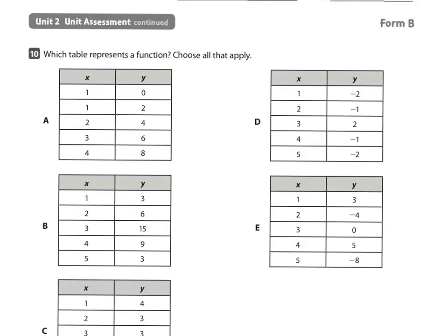Number 10 tells you which table represents a function. And it tells you choose all that apply. So you're going to have multiple answers. We're going to start by finding the constant rate of change, if there's one. And we're also going to be paying attention to the input and output values. Okay, so the main point here is a function. We're paying attention to a function. That means that the input values can only have one output.